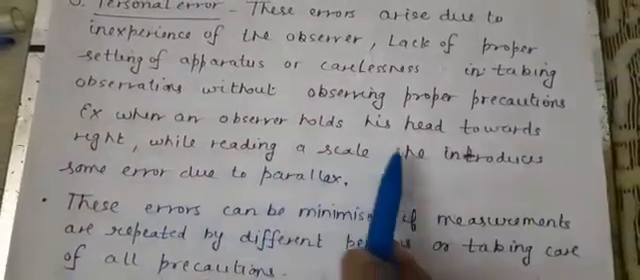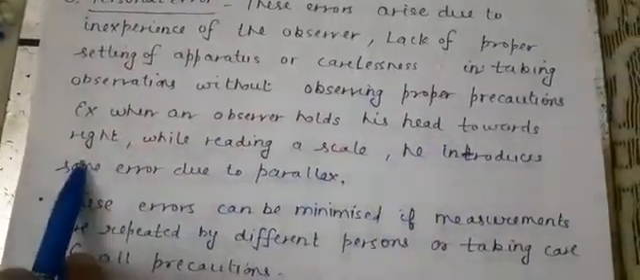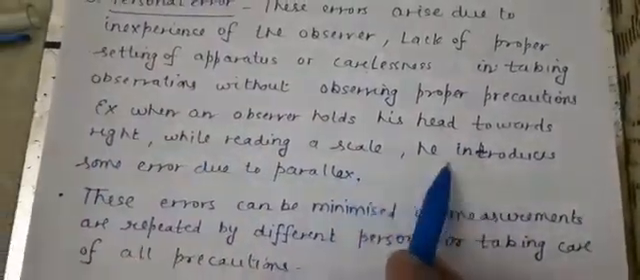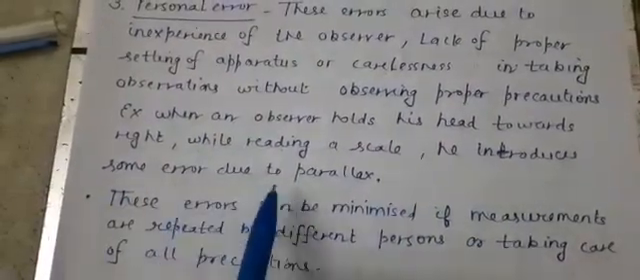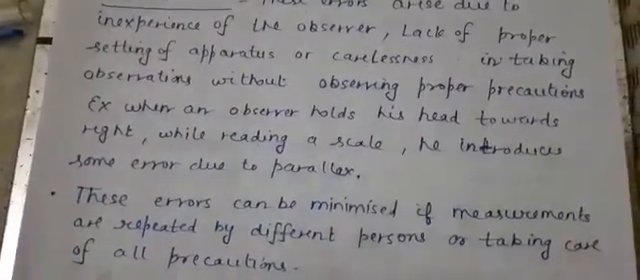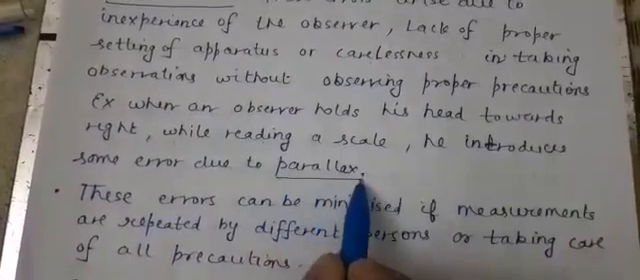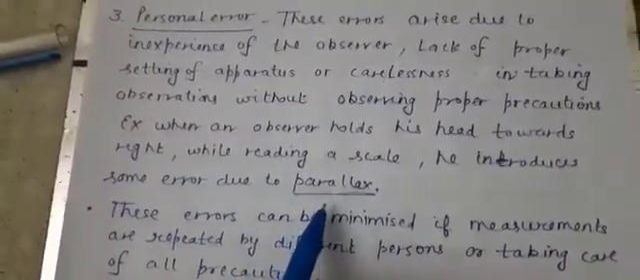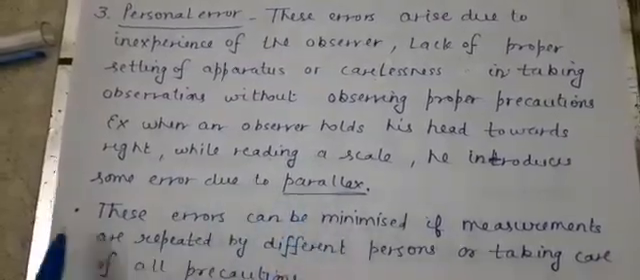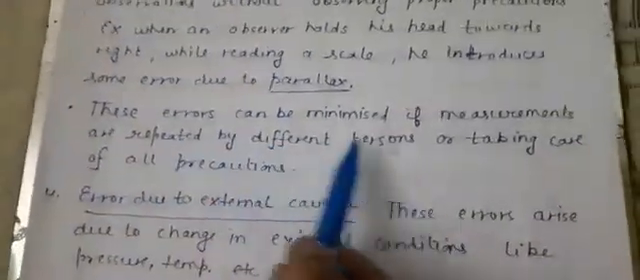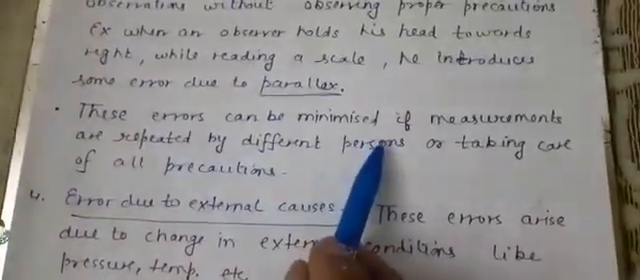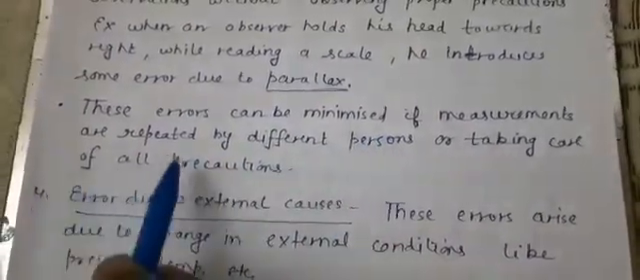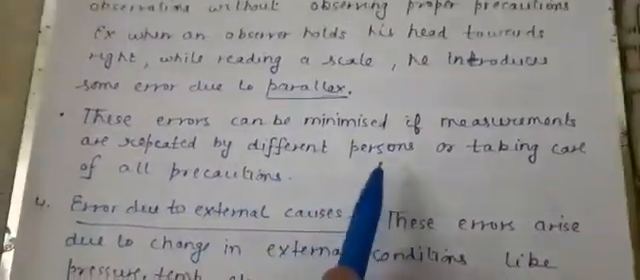When an observer holds his head towards right or left while reading a scale, he introduces some error due to parallax. So what is parallax? This is again a kind of error that occurs. We will discuss this in detail in the lab. Again, these errors can be minimized. How can we minimize such kind of error? If measurements are repeated by different persons or taking care of all the precautions.